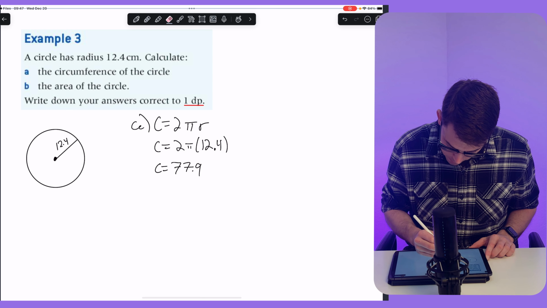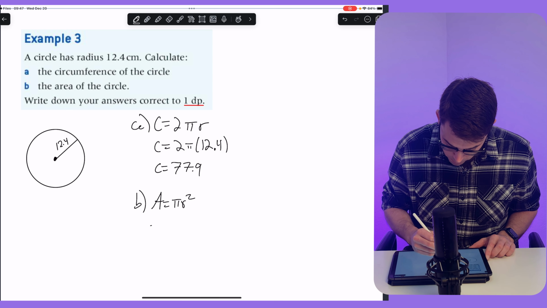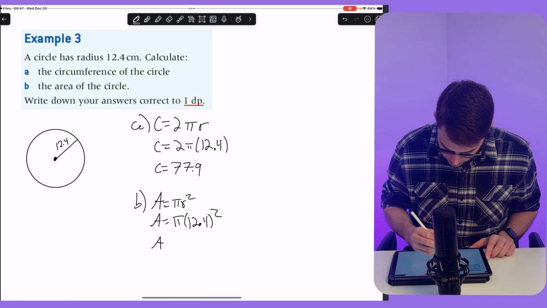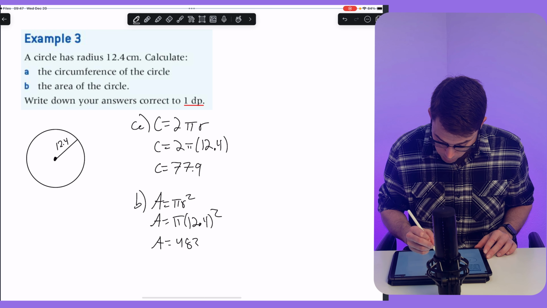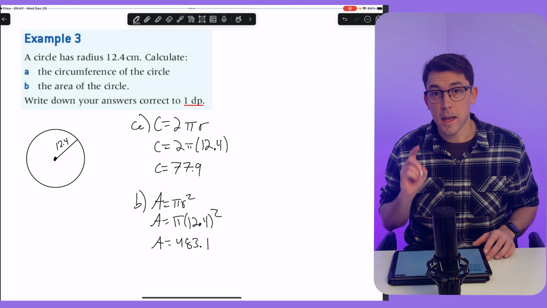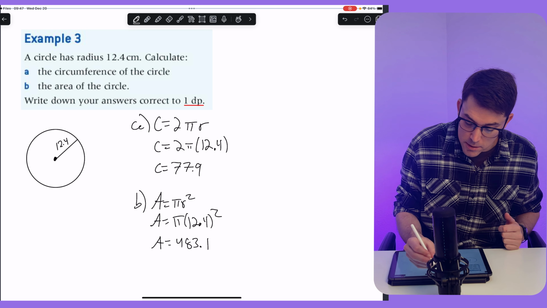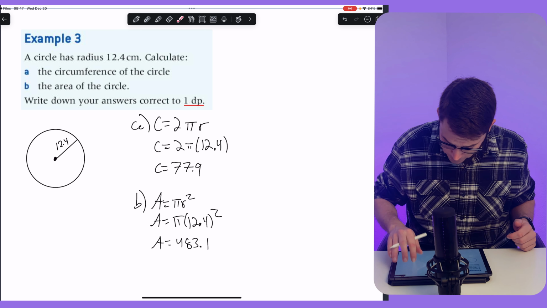All right. And then for part B, we want to know the area. The area is just pi r squared. So we'll just put in pi times 12.4 squared. And then all you have to do is put that in your calculator, and we'll get 483.1. Again, that would be four significant figures, but we're not asked to do this in significant figures. We are asked to do this in terms of the decimal place. All right, so easy enough.